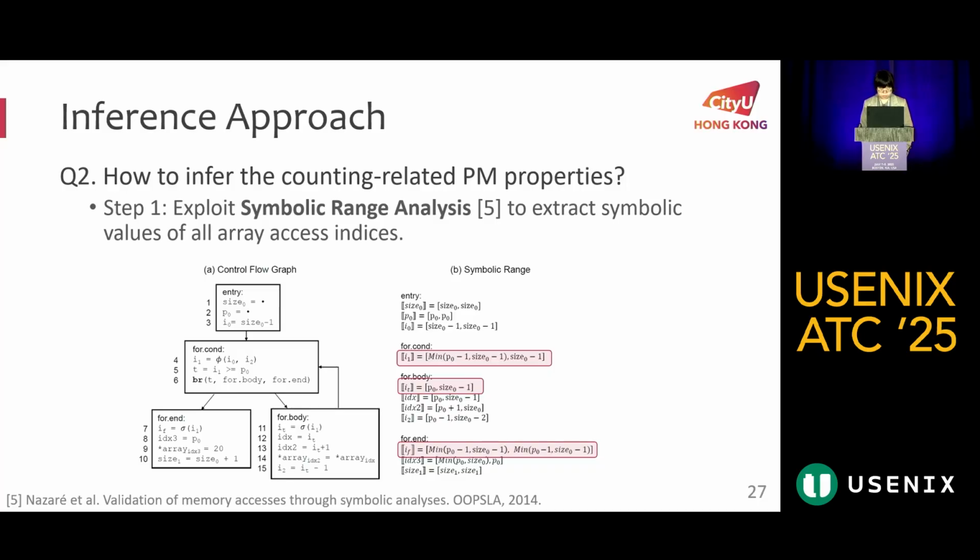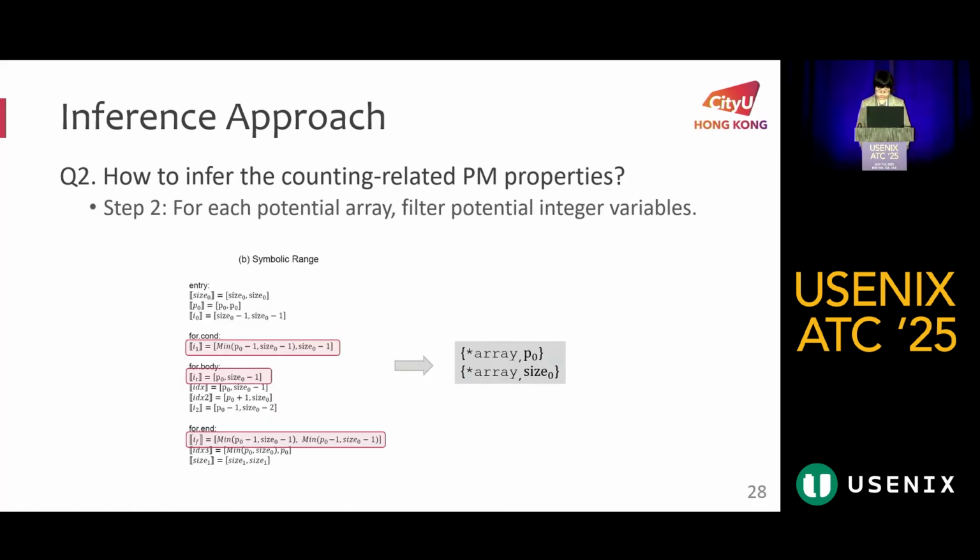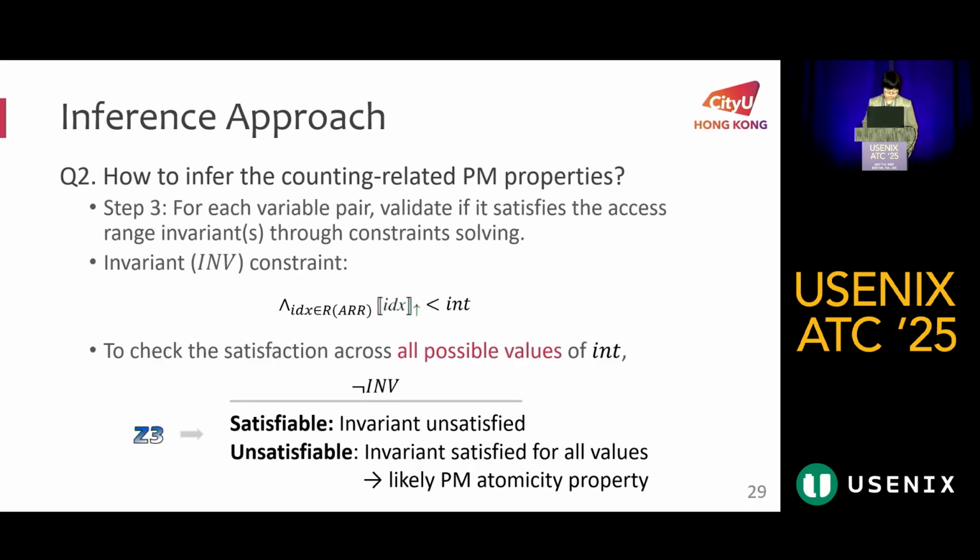So in inferring the property, at the first step, after applying the symbolic range analysis, we get the symbolic values of all the integers in the program, including all the array read indices. Next, we generate the candidate variable pairs by only selecting the integer variables that appear in the symbolic value of an array access index. And finally, we validate whether this candidate pair or candidate group follows the invariants. This is done by constructing an invariant constraint, which is a conjunction of the constraints that each read index is less than the candidate integer variable value. Our goal here is to check the satisfaction of this invariant across all the possible values of the integer variable.